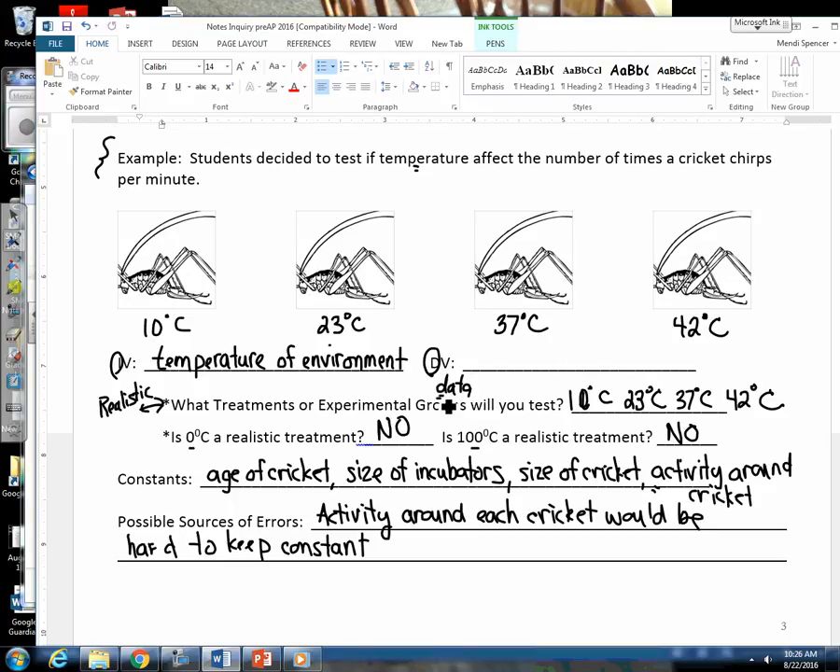The numbers that I'm going to be writing down are going to represent our dependent variable, and I'm going to be writing down things like 7 chirps, 10 chirps, and so on. So the number of chirps, or the chirp rate, would be our dependent variable for this experiment. That is the data that we're collecting.